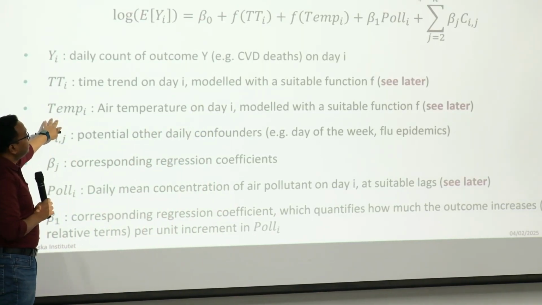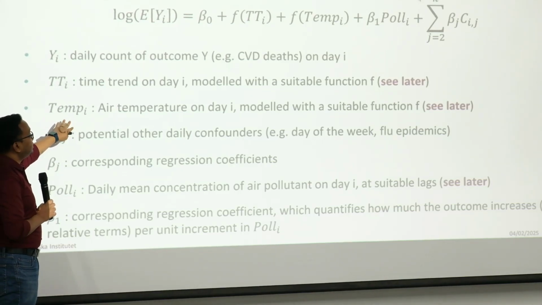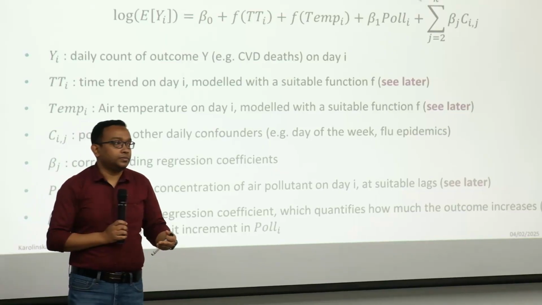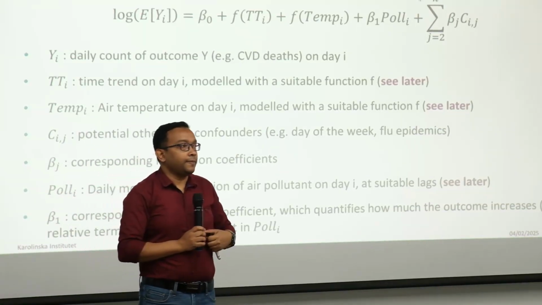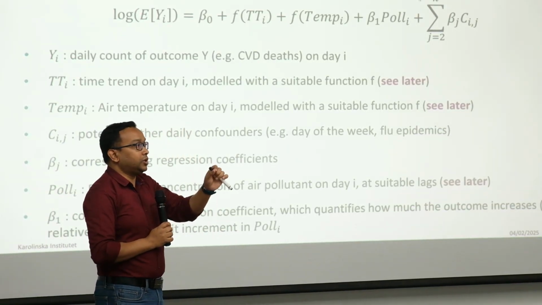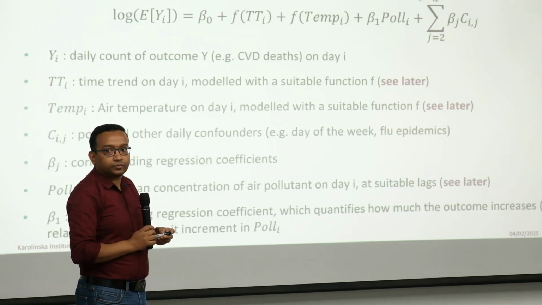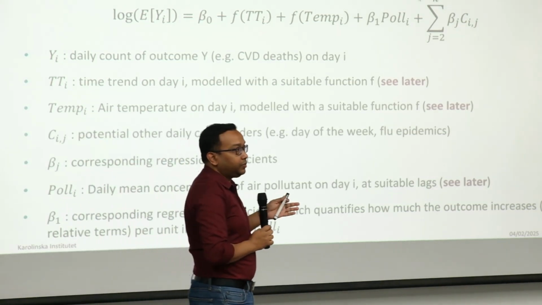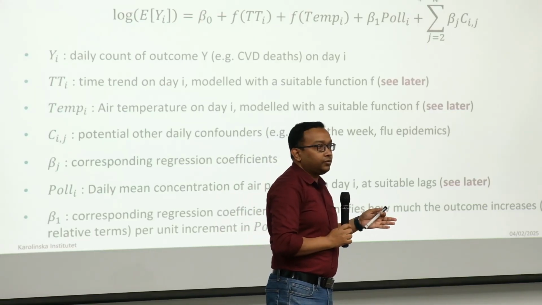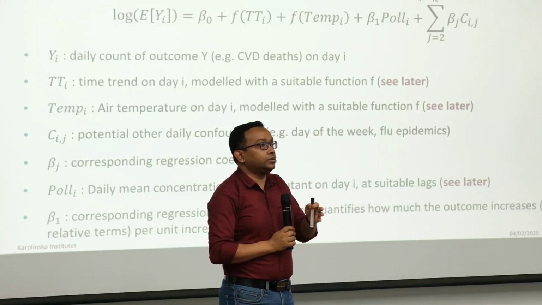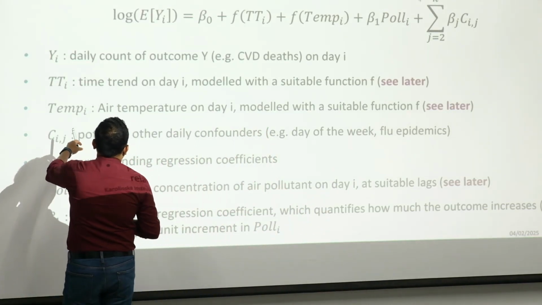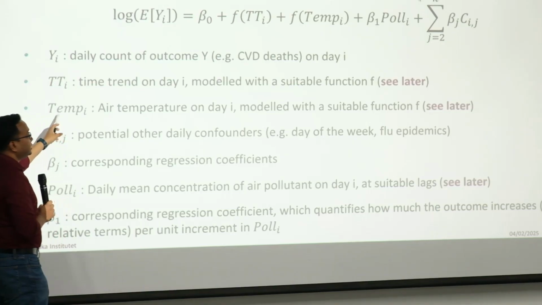Next is temperature. Today's temperature might affect tomorrow's PM 2.5, for example. It might also affect tomorrow's deaths. If it gets very cold, you can have more PM 2.5. If it's very cold, you can have deaths due to cardiovascular diseases. You can have more deaths. So that's something that we will need to adjust for. That's definitely a confounder.